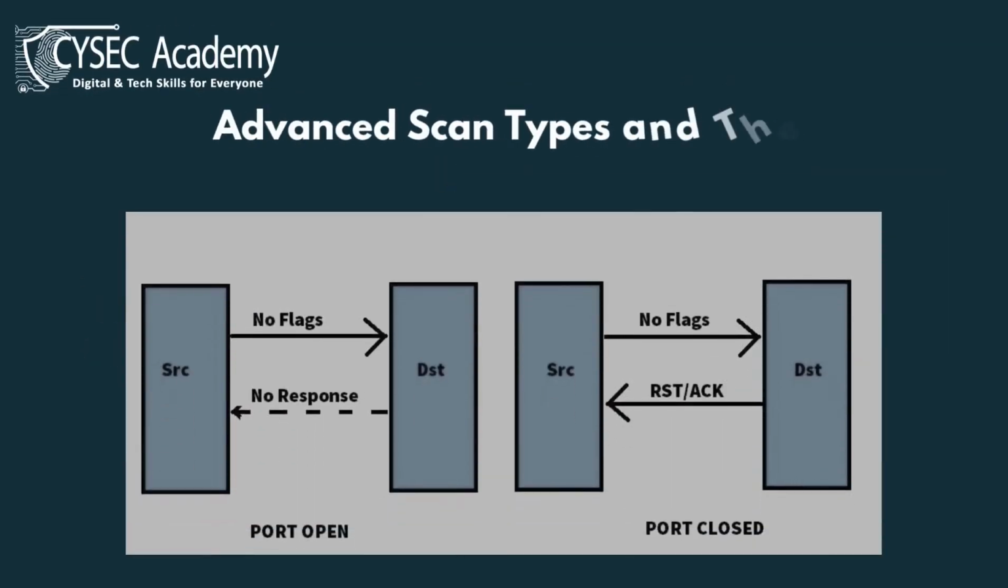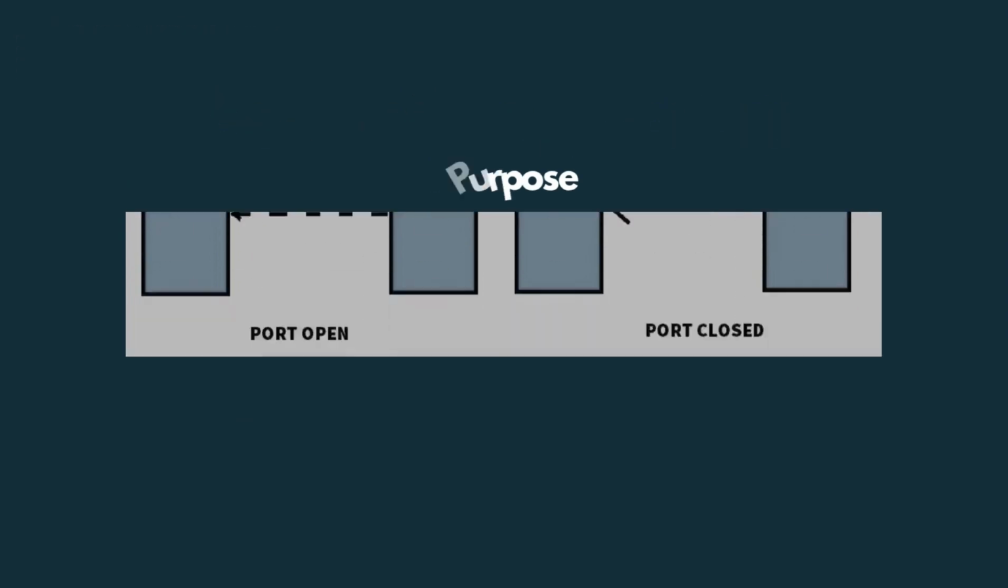3. Christmas, FIN, and Null scans. These scans are designed to be even stealthier. They manipulate TCP header flags in non-standard ways. According to RFC 793, if a port is closed, a server should send back a RST, reset, packet in response to these malformed packets. If a port is open, the server should ignore the packet. These scans can be highly effective at bypassing firewalls, but their effectiveness depends on the target's operating system.